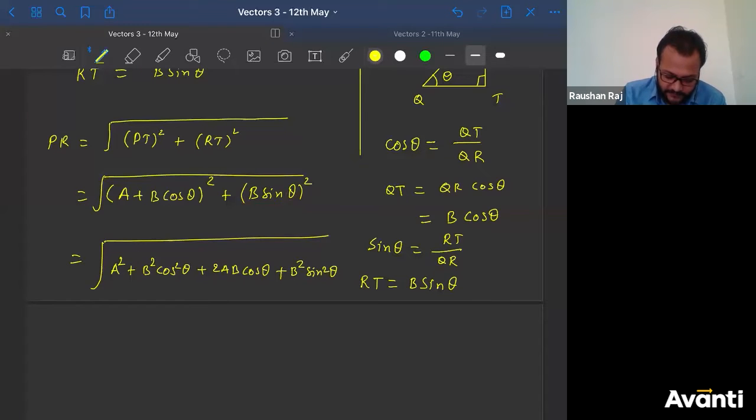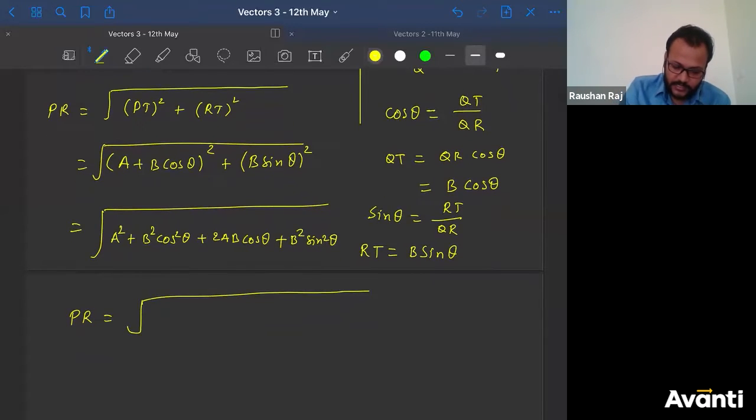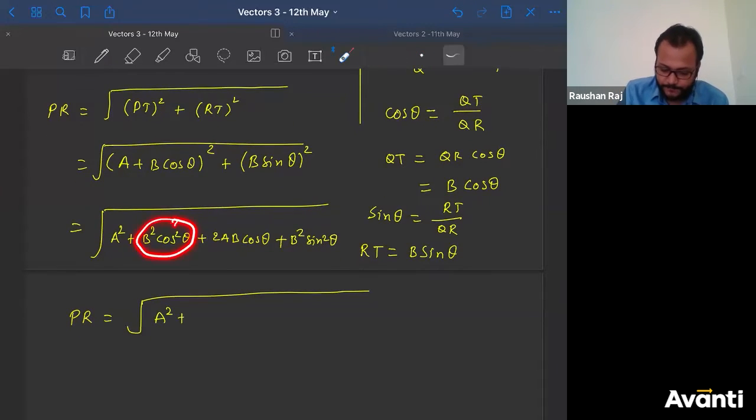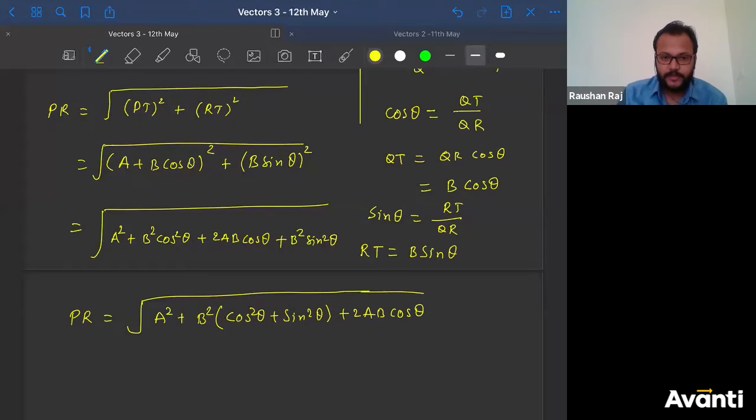If I simplify it further, then PR can be written as square root of a square plus, if I see these two terms, can I say here b square is common? Can I take b square out? So I'll take b square out, and then cos square theta plus sine square theta, plus 2ab cos of theta. Now what is cos square theta plus sine square theta?